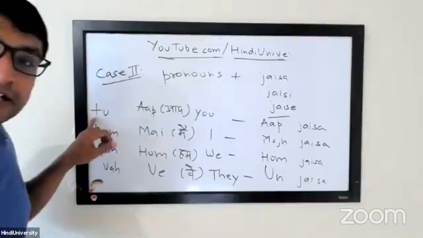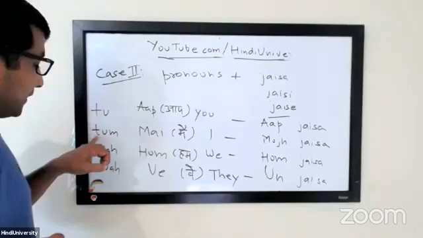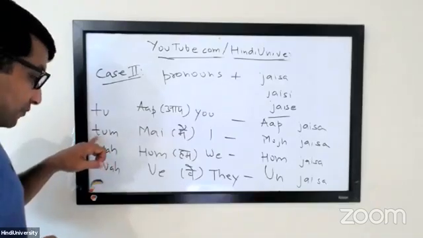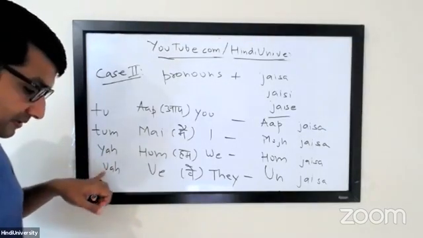I don't use tu at all, so I don't know anything about tu. Let's try that. Why don't you try it, Ritaji? Tu plus jaisa: tujh jaisa. Tum jaisa. Yeh becomes is jaisa. Vah becomes us jaisa. Very good.